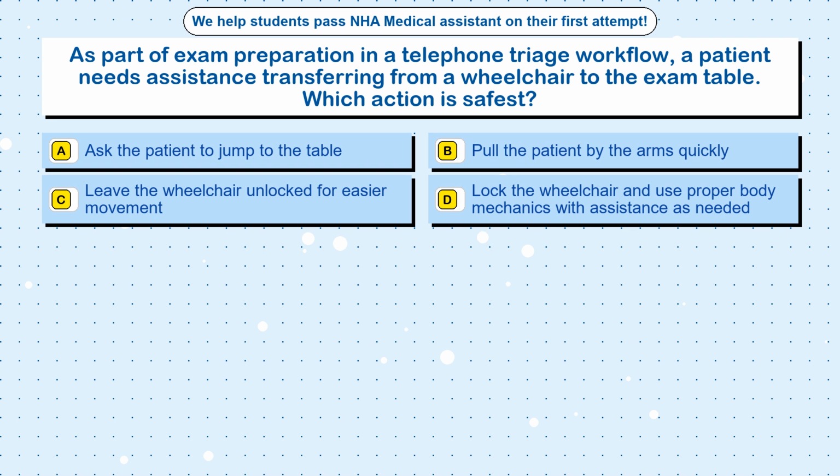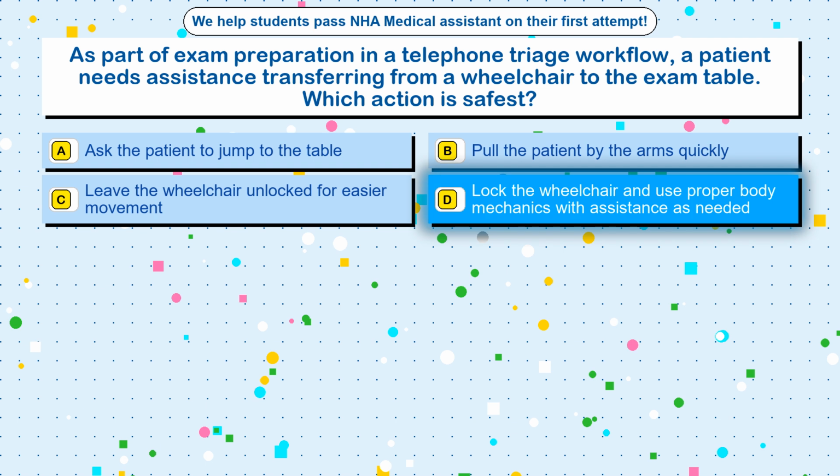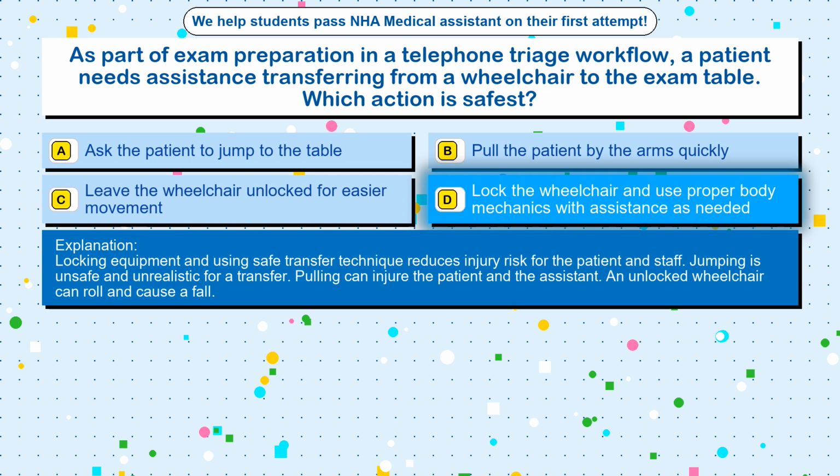Option D, lock the wheelchair and use proper body mechanics with assistance as needed. The correct answer is option D, lock the wheelchair and use proper body mechanics with assistance as needed. Locking equipment and using safe transfer technique reduces injury risk for the patient and staff.